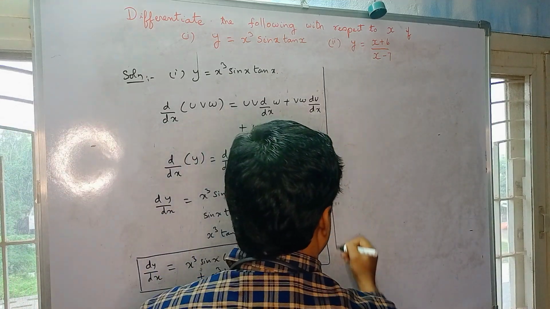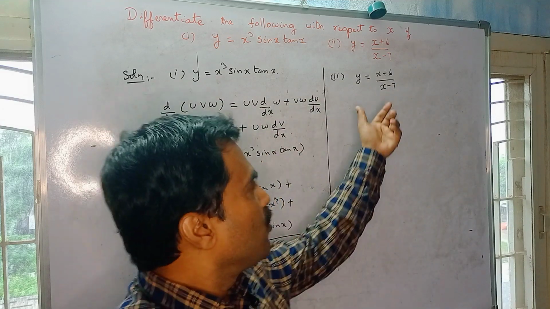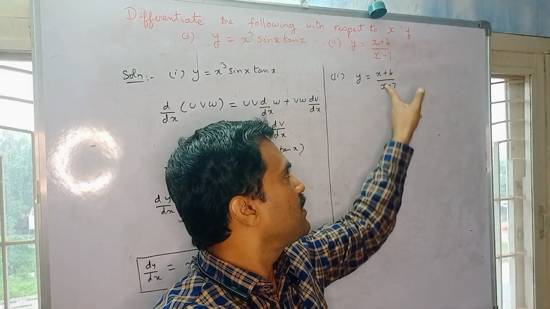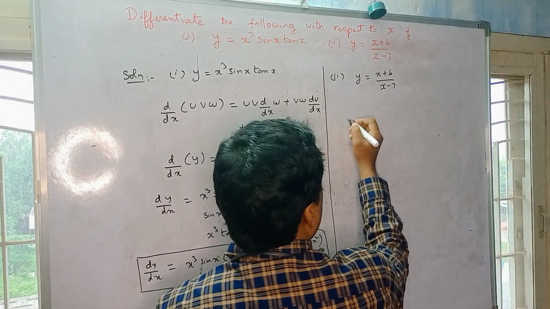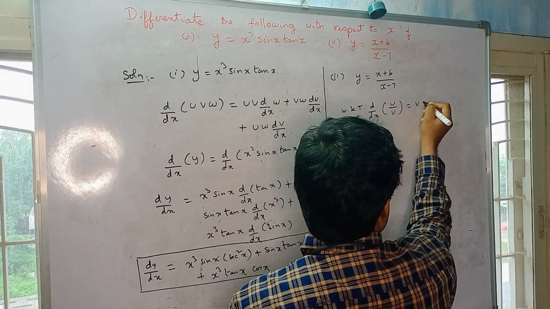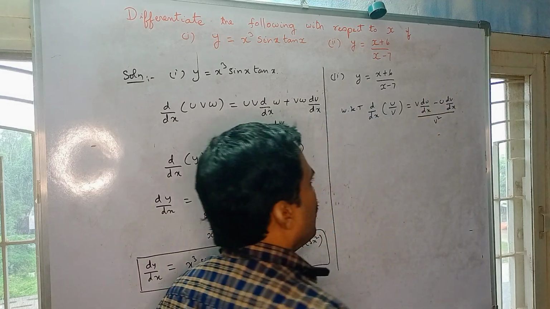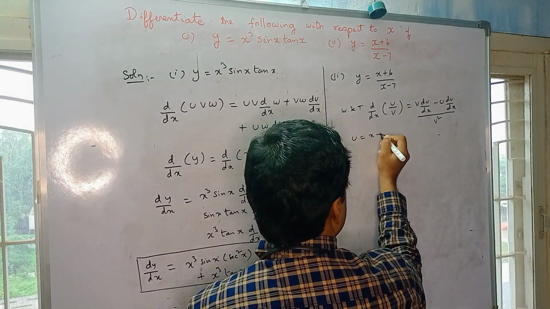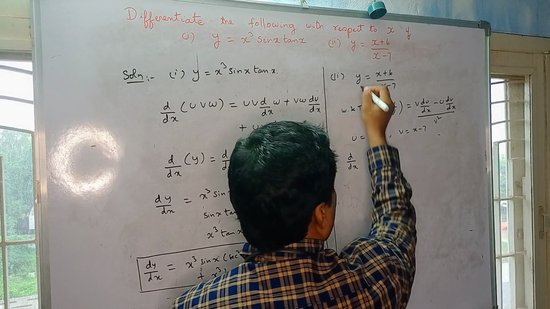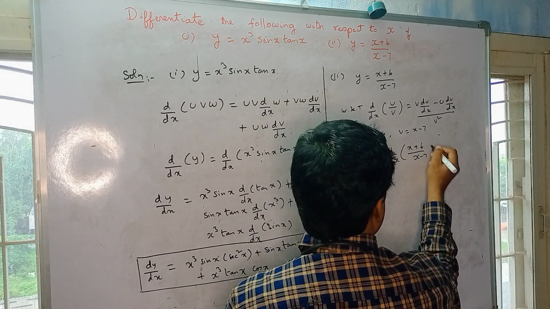Now we'll go to the second one. y equal to x plus 6 by x minus 7. To find dy by dx here, as I told you before, we have to apply the quotient rule because it's a fraction, u by v. Here u is x plus 6, v is x minus 7. We know that d by dx of u by v equals v into du by dx minus u into dv by dx, all by v square. So d by dx of y equals d by dx of x plus 6 by x minus 7.